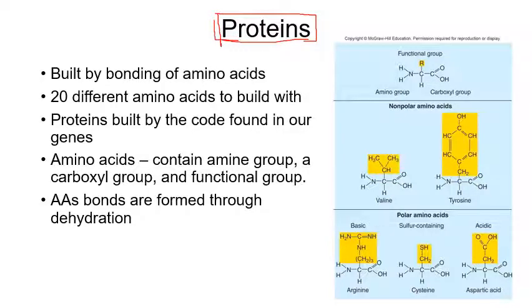Okay? And what are proteins made of? They are built from amino acids. Okay? There are 20 different amino acids that we use, and the various chains we make of these amino acids make up our proteins. But going back to that functional group part, you remember we looked at those functional groups, we talked about that amine group, right, and that carboxyl group.